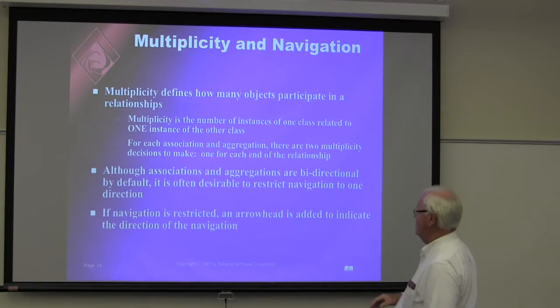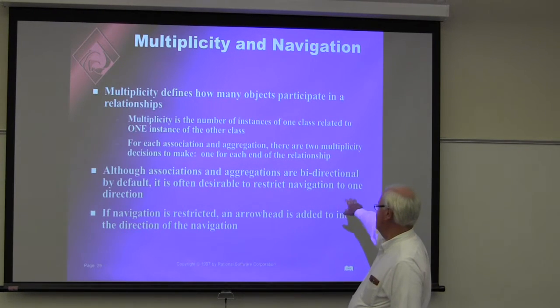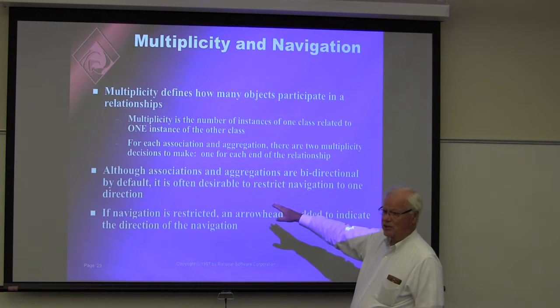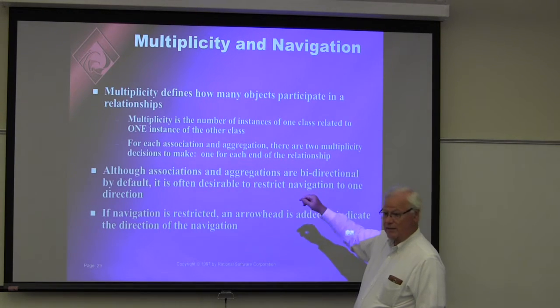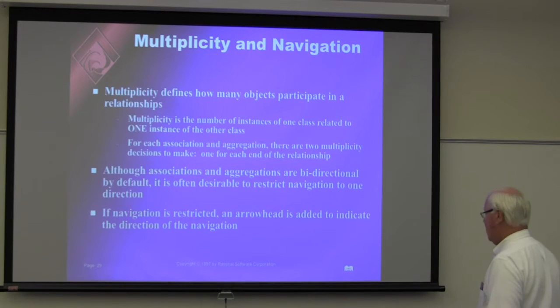So although associations and aggregation are bidirectional by default, it's often desirable to restrict navigation to one direction, and we use an arrowhead to do that. If it's restricted, an arrowhead is added.